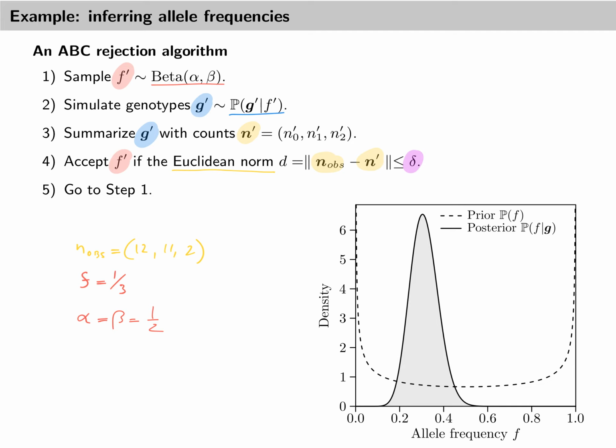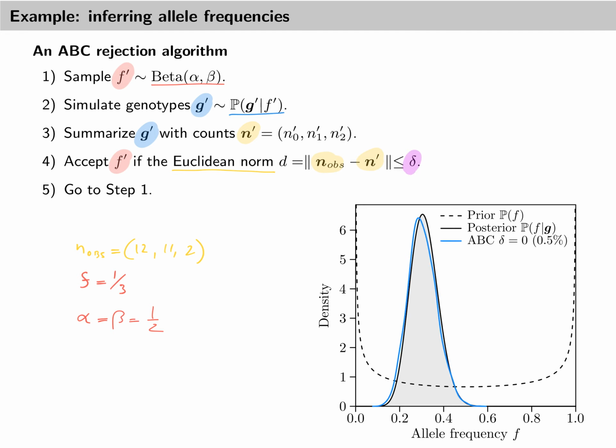As we can see, this data is quite informative about the allele frequency. The posterior distribution suggests that the allele frequency is certainly larger than 0.1 and certainly smaller than 0.5, with the most likely allele frequency around 1/3, which was the true allele frequency used in the simulations. So how does now this posterior distribution compare against posterior distributions we obtained with our ABC rejection algorithm?